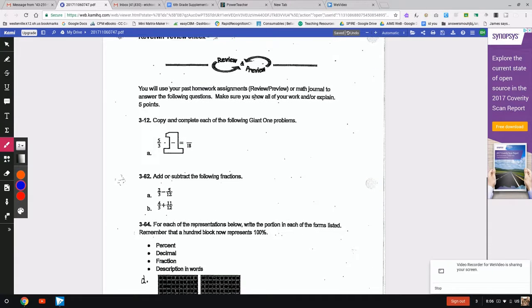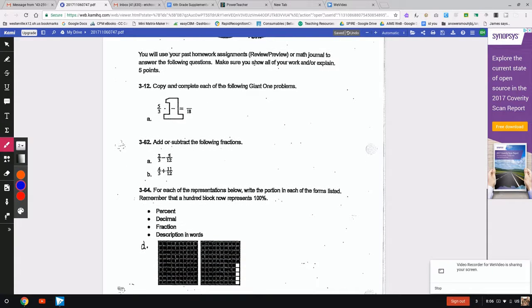So moving on to the front, this is just your regular homework. Copy and complete each of the following. There's a giant 1 again, multiply the top and the bottom to get whatever over 18, so I believe that would be 6. So do that on the top. You'll get your answer. Add and subtract again. Make sure, again, we need to find a common denominator.